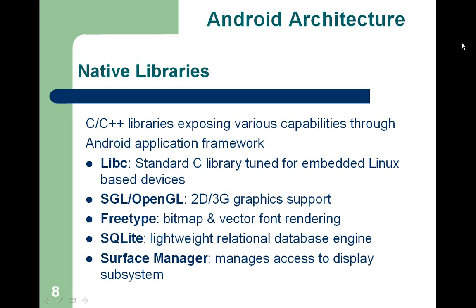And OpenGL is to support 3D graphics, which is based on OpenGL 1.0. So these libraries either use hardware 3D accelerators if they are available, or they use highly optimized software rasterizers. Then we have FreeType, which is used for bitmap and vector font rendering, and SQLite, which is a very lightweight relational database engine.